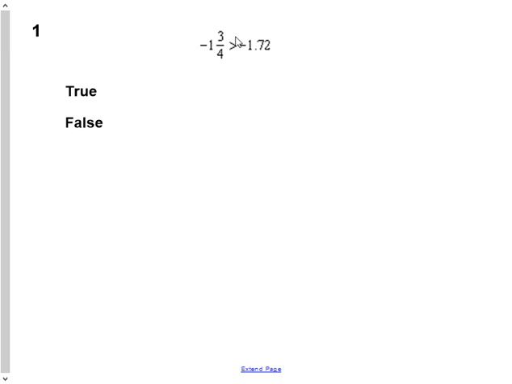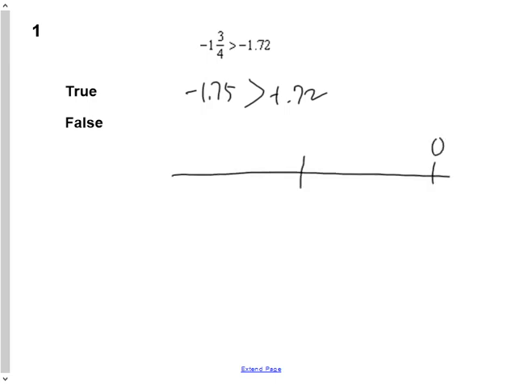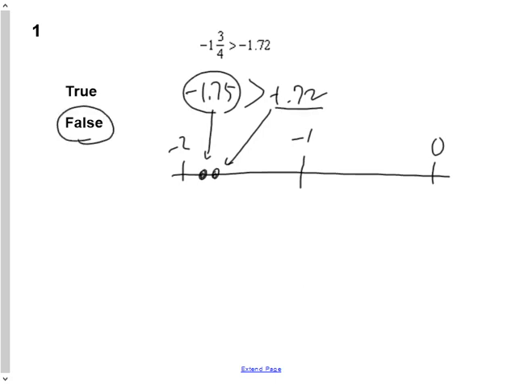So for these questions, I said you can't use a calculator, and the reason why is this is pretty easy to change to the same format, so you can change them either both to decimals or both to fractions. This is easier. And remember, on a number line, this would be right here, and this would be right there. The farther a number is away from 0, the smaller it is. So therefore, this is smaller than this, and therefore the answer to the first question in your test is false.